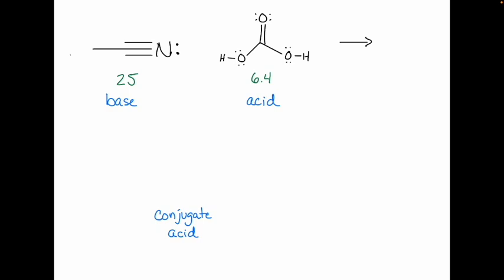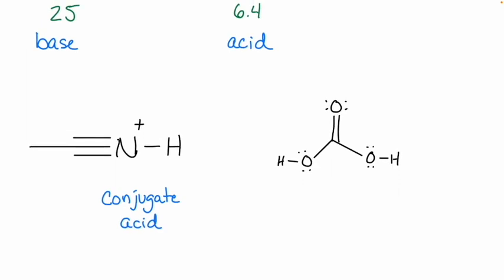Right, so for my conjugate acid, I need to take my base and replace the lone pair with a new hydrogen bond. Increase that charge by 1. For my acid, and it doesn't matter which side you pick. You pick the one closest. We're going to do the opposite. We're going to get rid of a hydrogen and replace it with a lone pair and decrease the charge by 1.